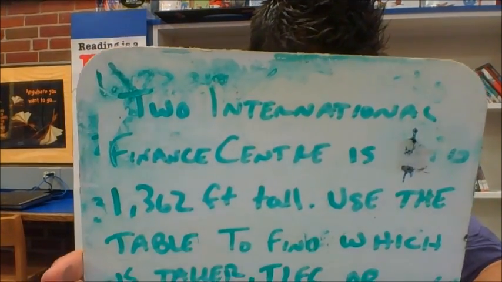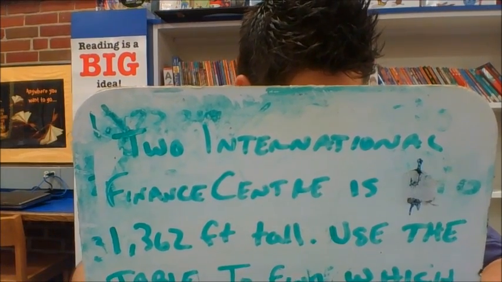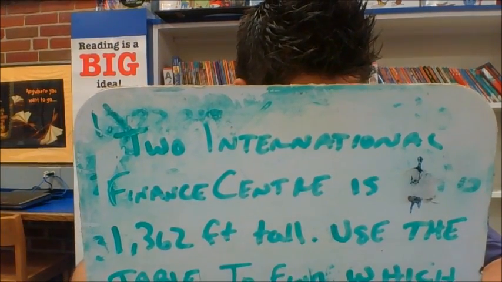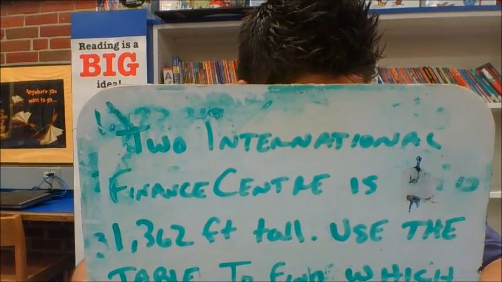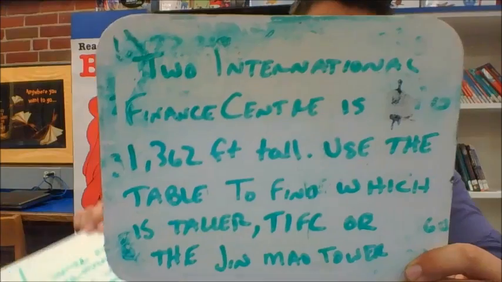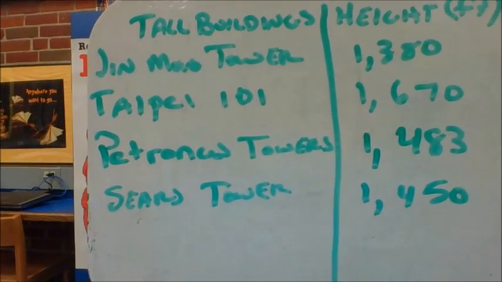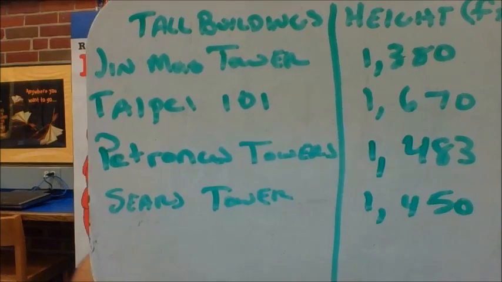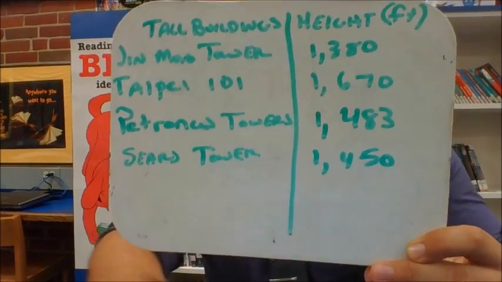All right, here's your final problem, and I know it's kind of hard to read, so I'm going to read it for you. 2 International Finance Center is 1,362 feet tall. Use the table to find which is taller, 2 International Finance Center or the Jin Mao Tower. And here's the table that you're going to use. So again, go ahead and pause the video, and then I will let you know which tower is actually taller.